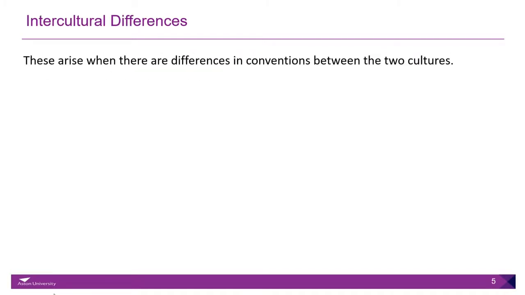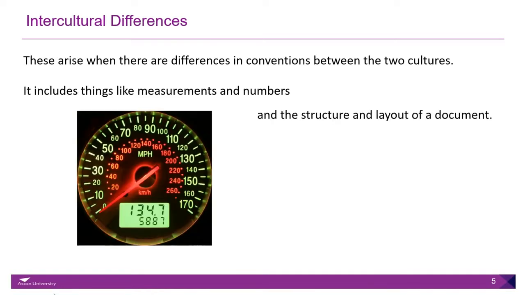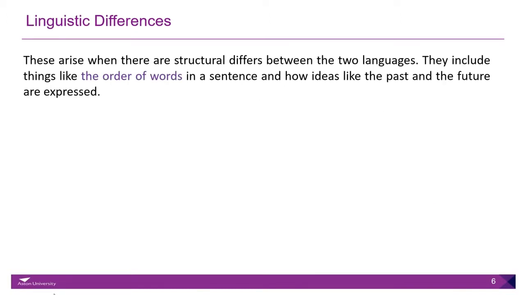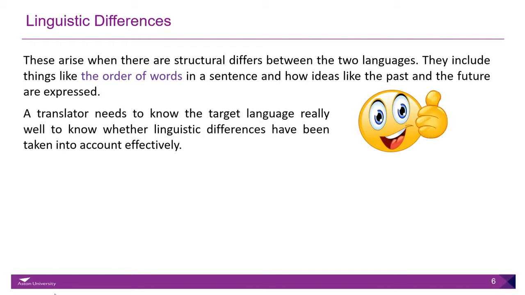Intercultural differences arise when there are differences in conventions between the two cultures. It includes things like measurements and numbers, or the structure and layout of a document. Linguistic differences arise when the structure of the two languages is different. It includes things like word order in a sentence and how concepts like the past and the future are expressed. It's the job of the translator to adapt their translation so that it sounds correct in the target language.